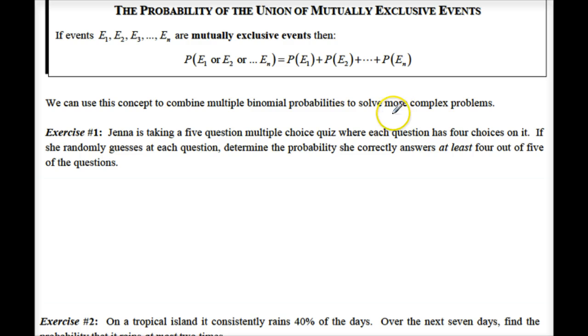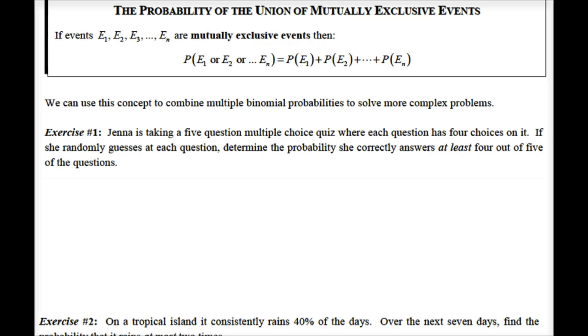It says Jen has taken 5 questions on a multiple choice quiz, where each question has 4 choices on it. If she randomly guesses at each question, determine the probability that she will correctly answer at least 4 out of 5. Now, what does at least 4 out of 5 mean? At least 4 out of 5 means she can get 4 questions correct or she can get 5 questions correct.